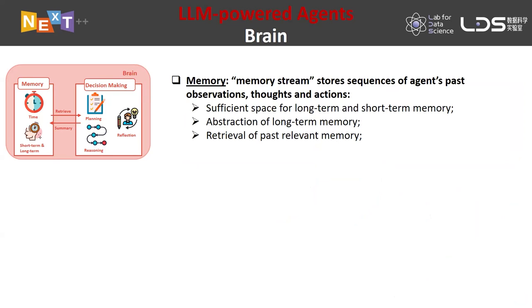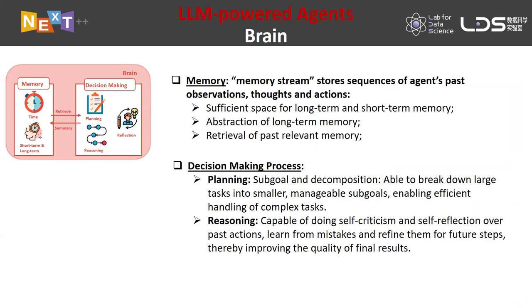What is the memory? It's just to store the sequence of the agent's past observations, thoughts, and actions, and it provides sufficient space for long-term and short-term memories, and it can get some abstractions of the long-term memories and the retrievals of past relevant memories. The second thing is, when it gets the memories, it can do some decision-making process, and there are also two components we can design.